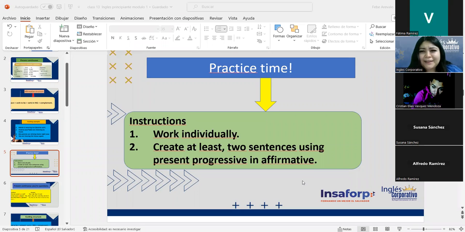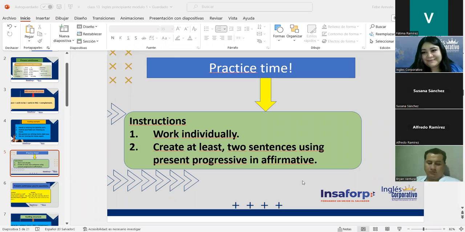Solo me falta Fátima Ramírez. No sé si ya pasó o ya mi Alzheimer me está fallando. Me falta, teacher. Okay, action. Ya estaba dudando yo. Okay. I working in my homework.